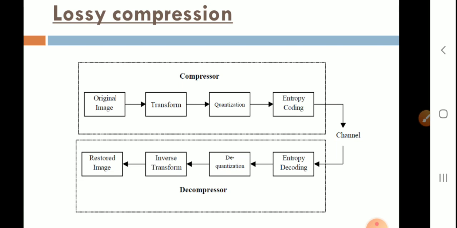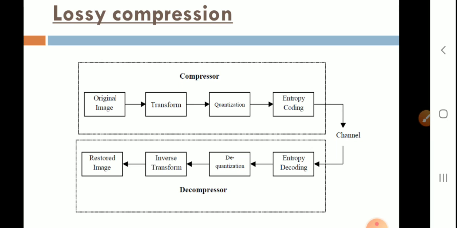After that we get the compressed image. After getting the compressed image, we send that image to the receiver side over any channel. On the receiver side, opposite operations are performed, like entropy decoding, dequantization, and inverse transformation, and then we can restore the original image by applying the decompression method.